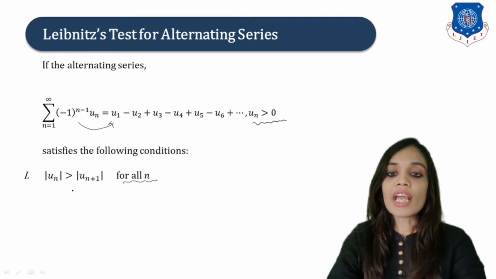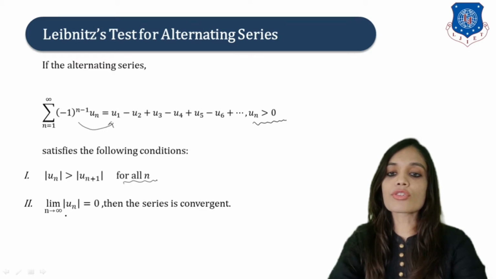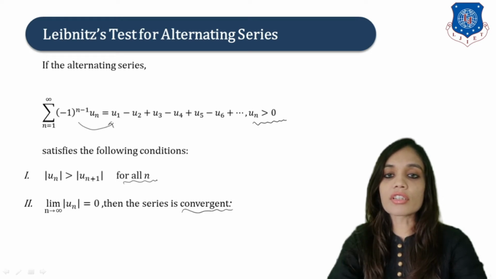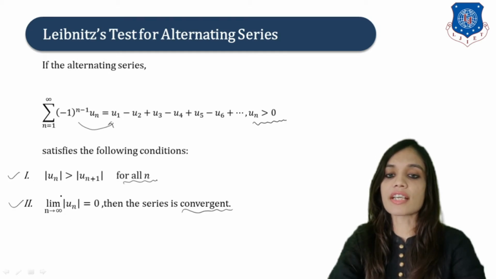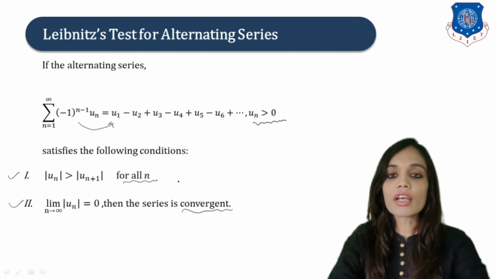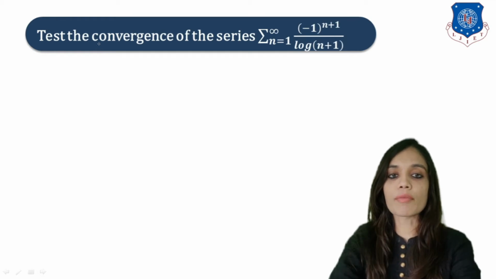Decreasing, right? And next, if limit n tends to infinity |un| is equal to 0, then the series is convergent. That is, for alternating series, we have to check these two conditions. If both the conditions are satisfied, then only we can say that our series is convergent.